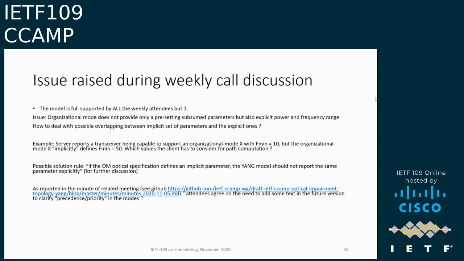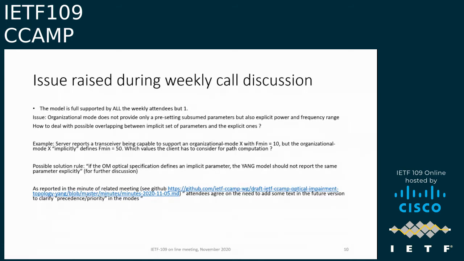Okay, in any weekly we have a discussion, and we have practically full support of the model. By the way, we have no objection to the YANG model, and it has been approved. There is only one issue, only one.